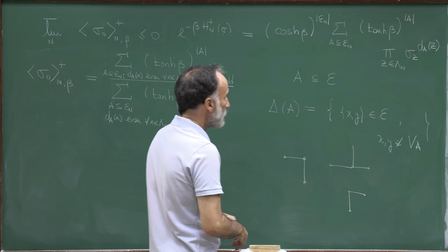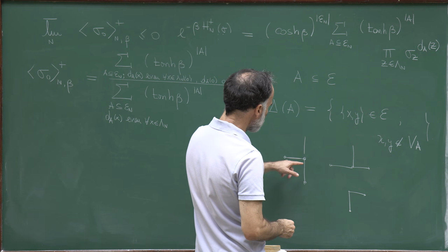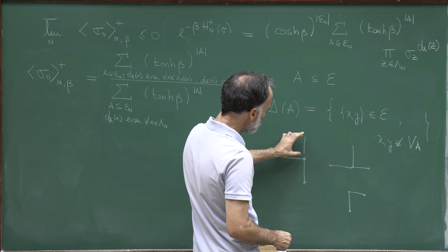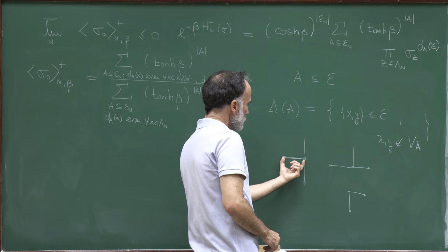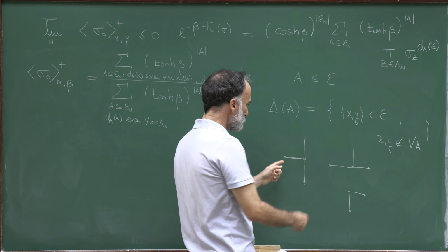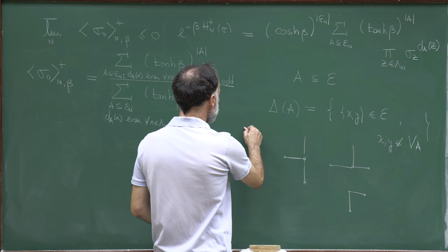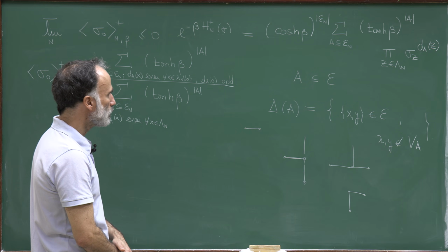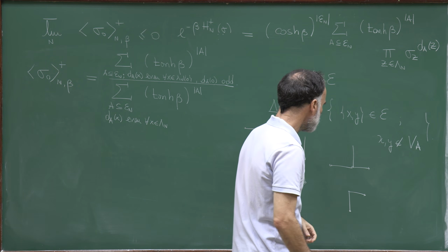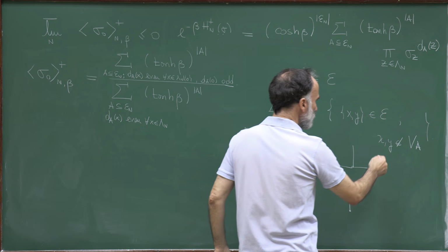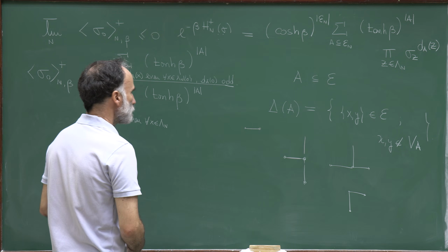Now, delta A does not contain this edge, because one endpoint of this edge is this one, which is also an endpoint of an edge in A. This edge does not belong to delta A because both of its endpoints are also endpoints of an edge in A. But this edge here belongs to delta A. So delta A is the set of all edges in E whose endpoints are not endpoints of edges in A. So this is a definition.